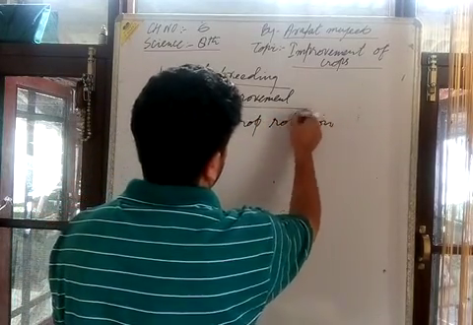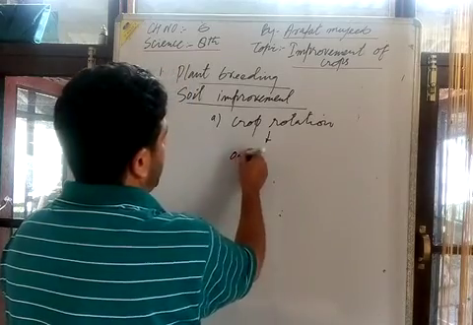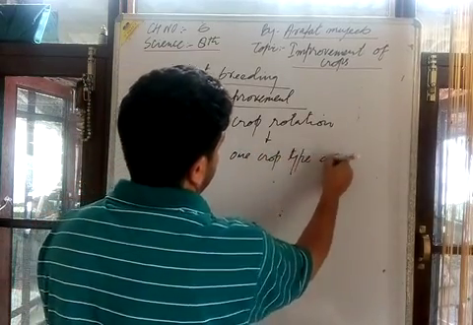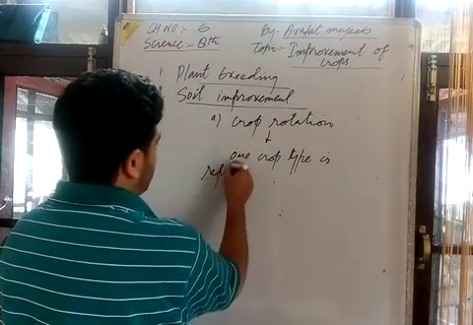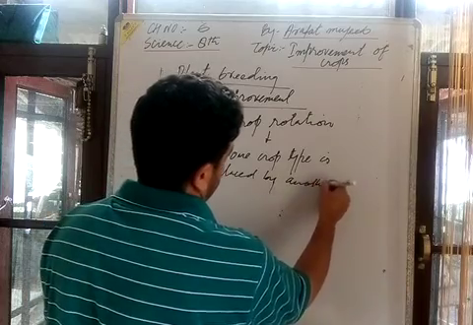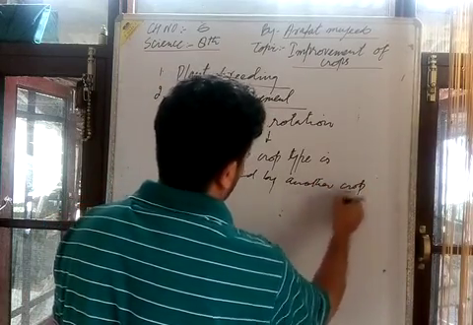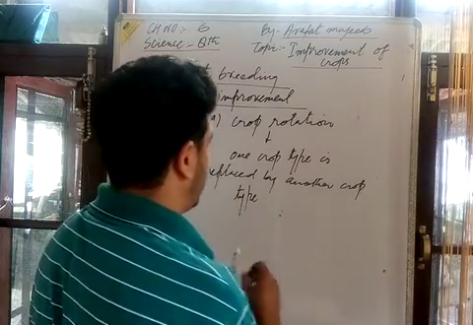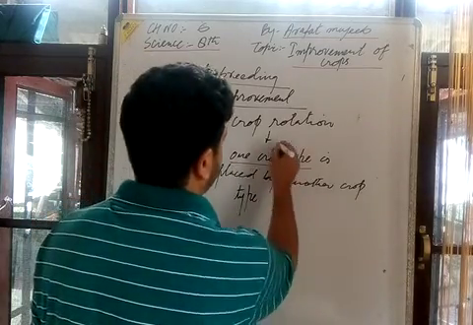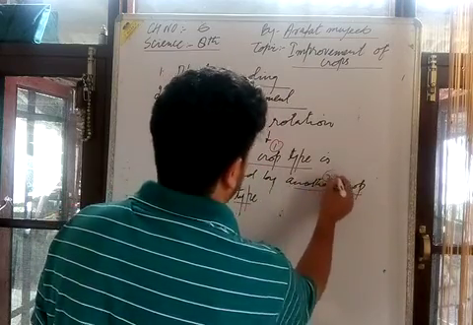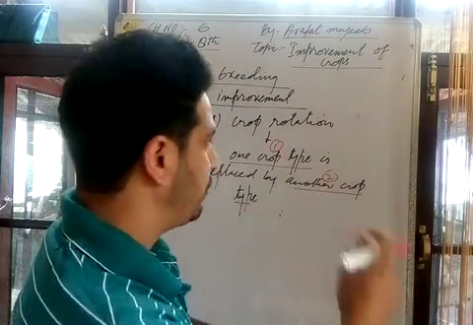In a crop rotation, what happens? One crop type is replaced by another crop type. क्या होता है इसमें? जो एक crop type होता है, इसमें one type of crop first it is replaced by another crop type. इसको हम कहते हैं crop rotation.